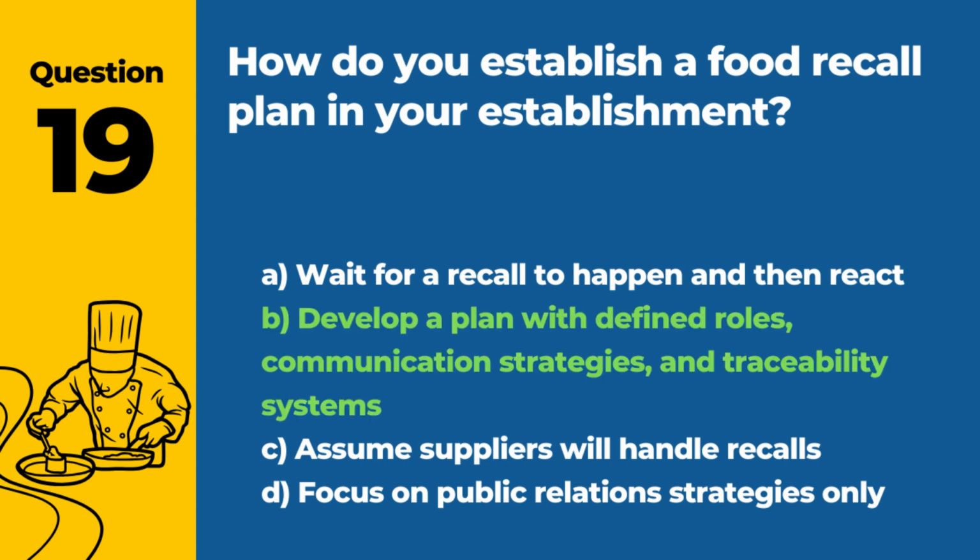Answer B. Develop a plan with defined roles, communication strategies, and traceability systems. Establishing a food recall plan involves developing a comprehensive plan that includes defined roles and responsibilities, effective communication strategies with customers and suppliers, and traceability systems to quickly identify and manage recalled products.